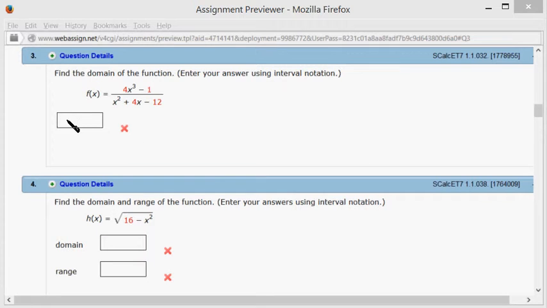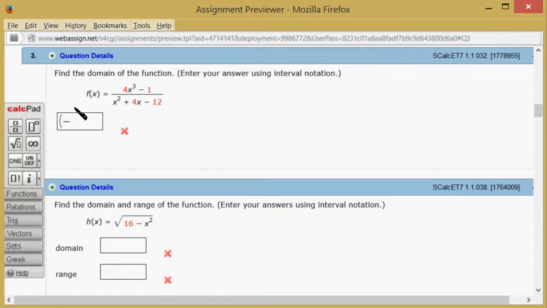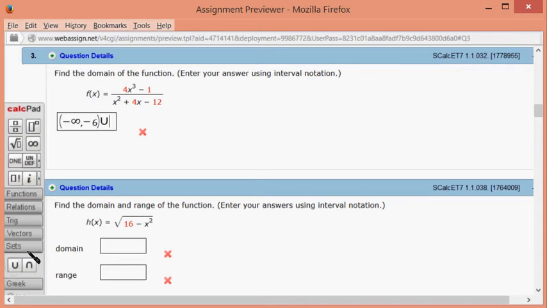So it's going to be from negative infinity to negative 6, then parenthesis, and the union sign is under sets, this one right here, and then negative 6 to positive 2, and then union, and positive 2 to positive infinity. So you have infinity there. So that's the domain there.